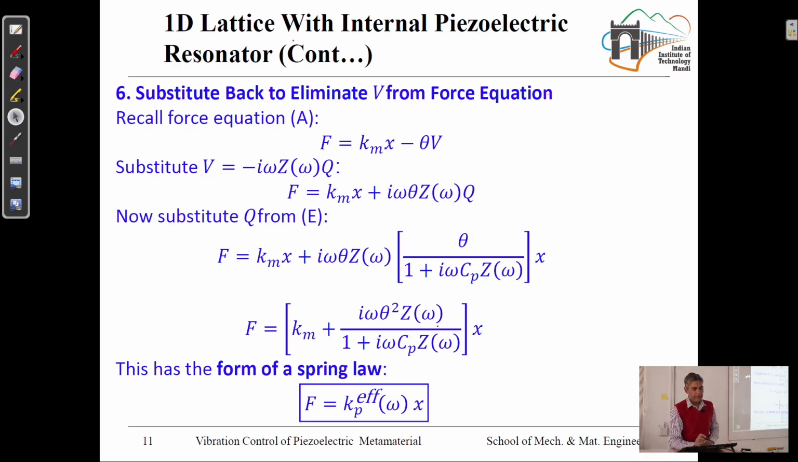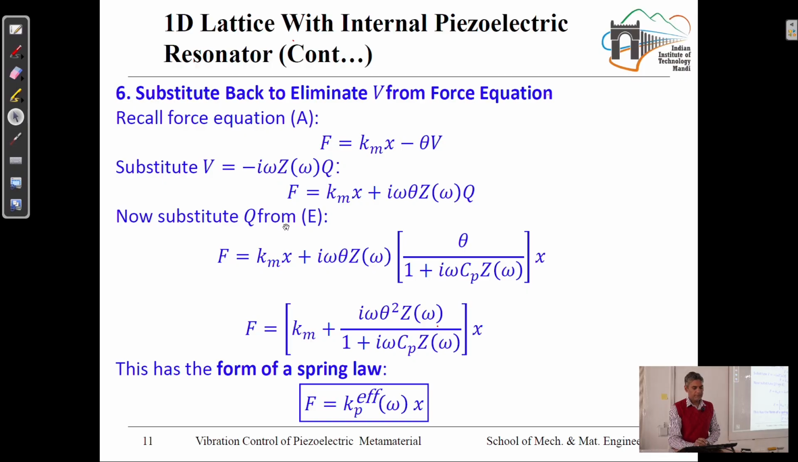Now, substitute back to eliminate V from the force equation. We also want to eliminate this V, so substitute the value in terms of omega, in terms of impedance. So, we have F is equal to Km x minus theta V, and with this V, F is equal to Km x plus i omega theta Z times Q, right? This is my force. That is the converse piezoelectric effect equation.